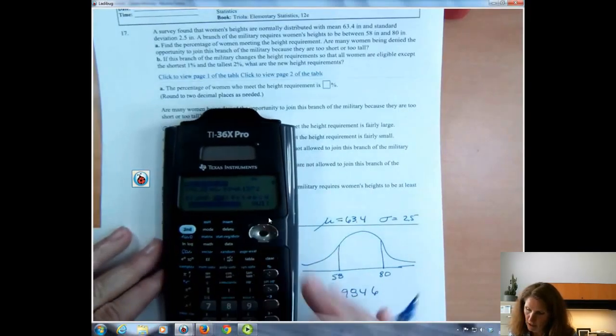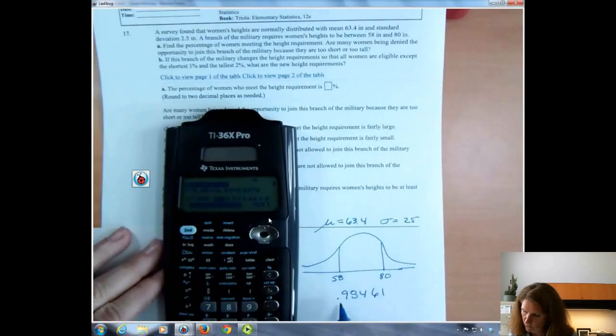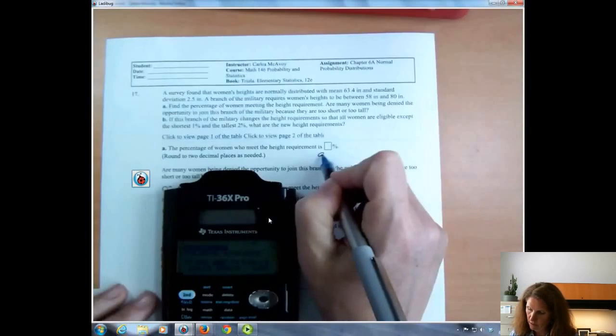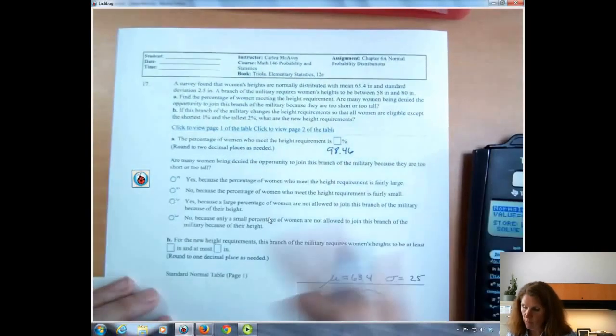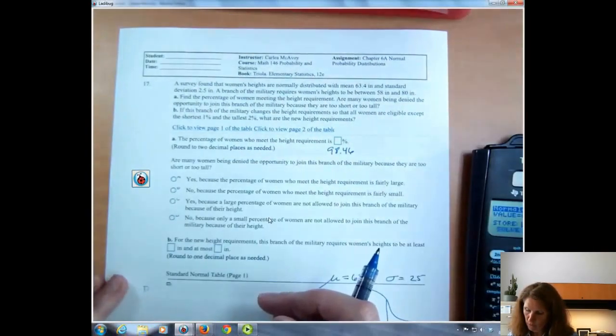0.9846. If I move this over 2 places, 98.46% of the women are being allowed in.